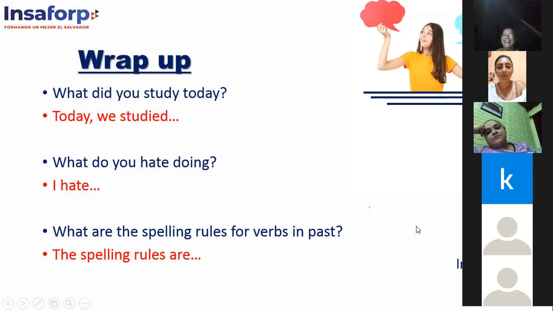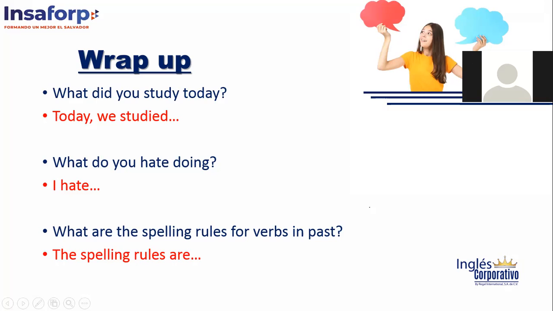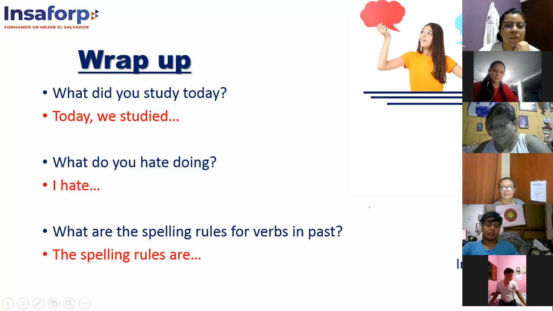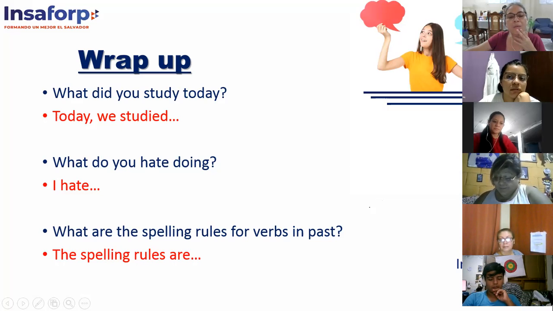Okay, what are the spelling rules for verbs in past? Give me one, Fatima. Fatima El Carmen, one spelling rule for regular verbs in past. Una regla para los verbos en pasado regulares para escribirlo. ED, agrega. Ok, le agregamos ED. Y si el verbo termina en E, agregamos D. Just D. If the verb ends in Y? Y to I. We change the Y and we write I, E, D.